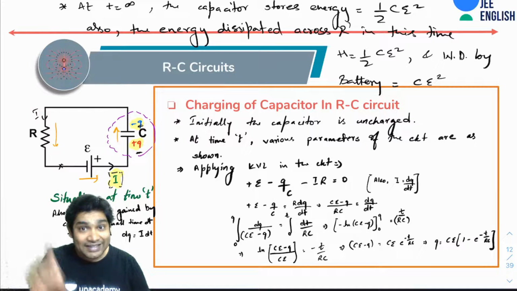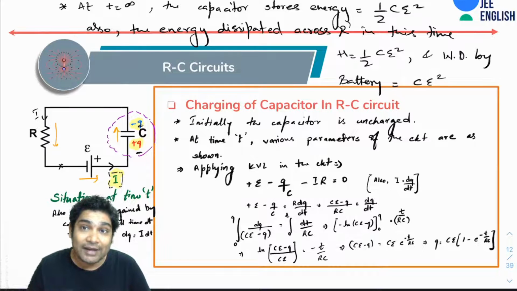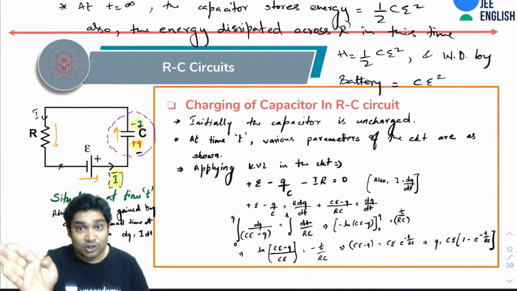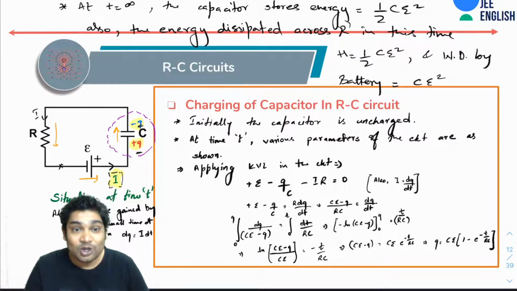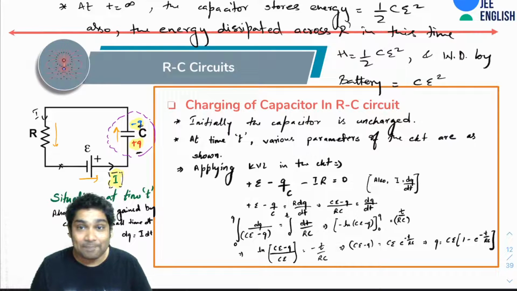So the C times E charge has flown through the battery, in which the battery would have done a work of CE square. Out of this, half gets stored in the capacitor and half gets dissipated across the resistor. So that is an unwanted result, of course. When you wanted to store half CV square amount of energy in the capacitor, you had to dissipate half CV square amount of energy across the resistor also.